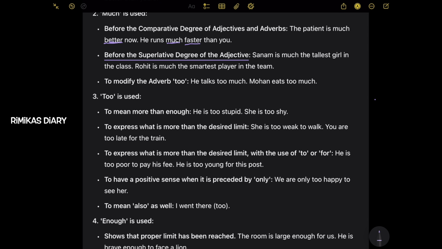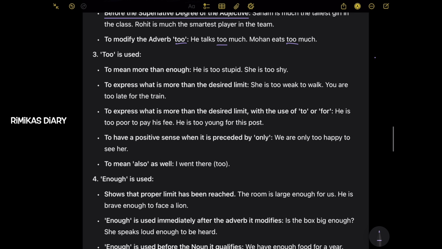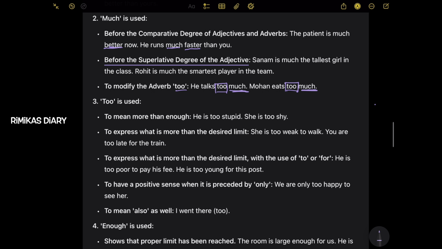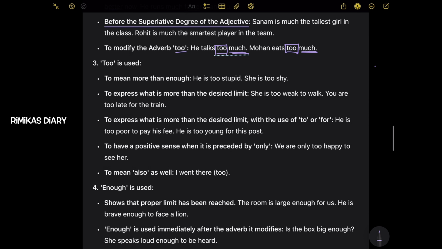To modify the adverb too: he talks too much. Mohan eats too much. So here much came to modify too. Too is used to mean more than enough. He is too stupid. She is too shy. So here it means more than enough.